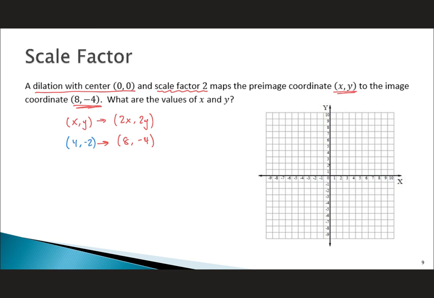So you don't really need to graph this one, but this is a good type of problem where it's the same exact information, just going in a different direction. Okay? So make sure you're really familiar with the rules and how the image and the pre-image relate to each other.